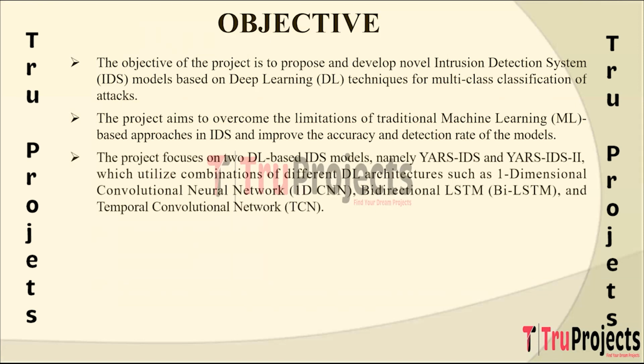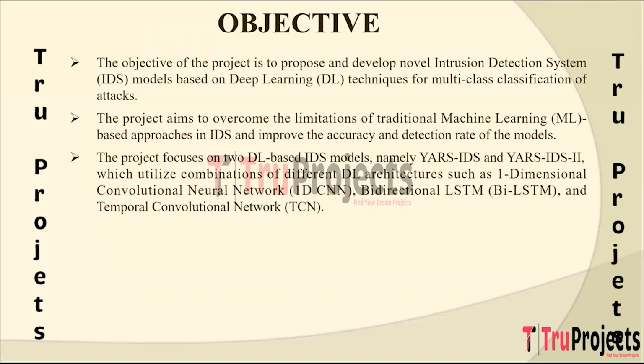The project concentrates on two specific deep learning based IDS models, YARS IDS and YARS IDS 2. These models stand out due to their utilization of various deep learning architectures, including one-dimensional convolutional neural network (1D-CNN), bidirectional long short-term memory (BiLSTM), and temporal convolutional network (TCN). This amalgamation of architectures suggests a comprehensive approach to capturing diverse features within network data for improved intrusion detection.